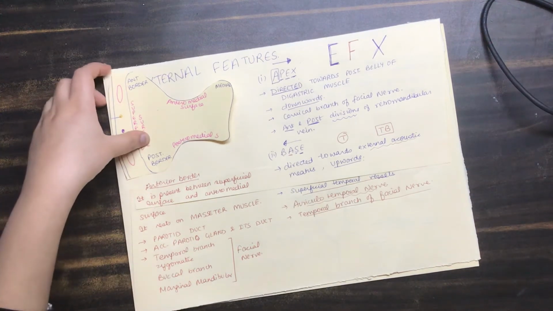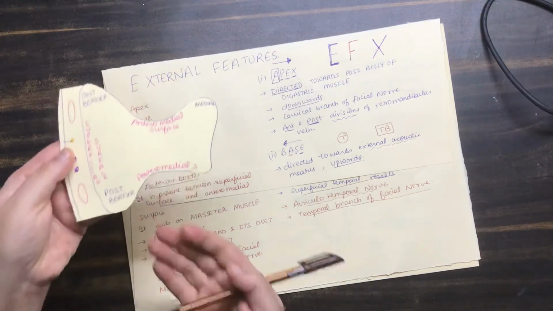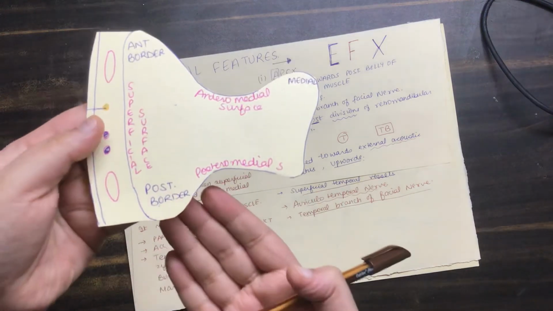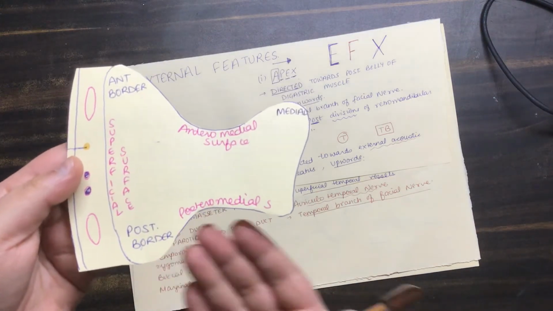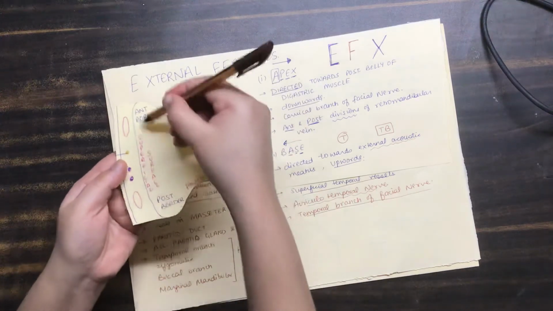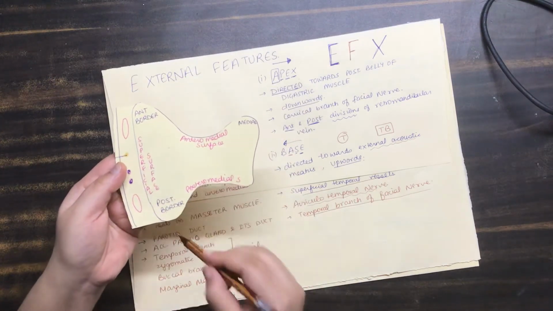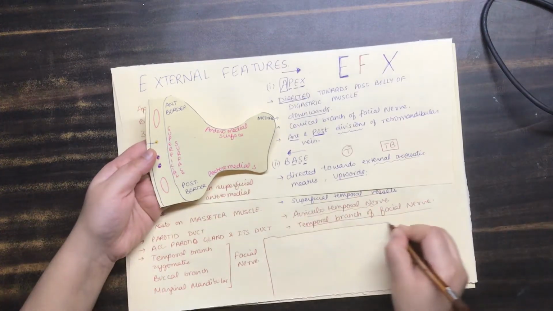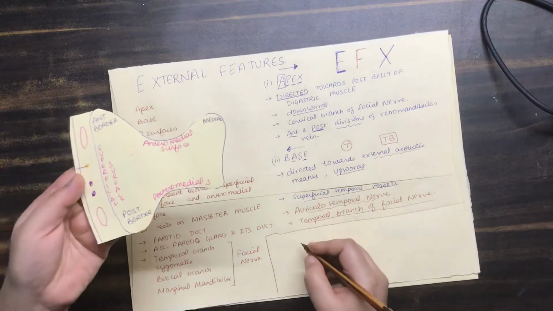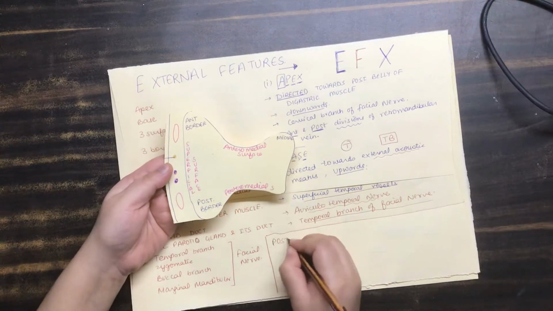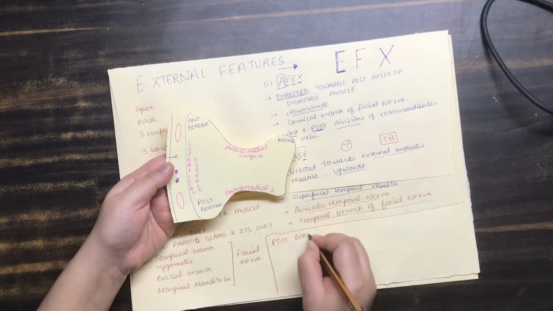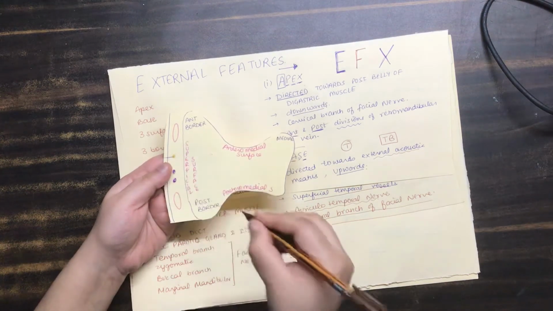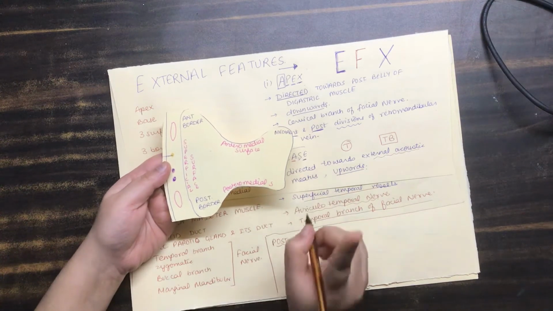Next we are going to discuss the posterior border. Now the posterior border has in its relation the sternocleidomastoid. So it's going to rest on the sternocleidomastoid, present between the superficial surface and the posteromedial surface. I'll write down the features for the posterior border. The posterior border is present between the superficial surface and the posteromedial surface. That is the first point.